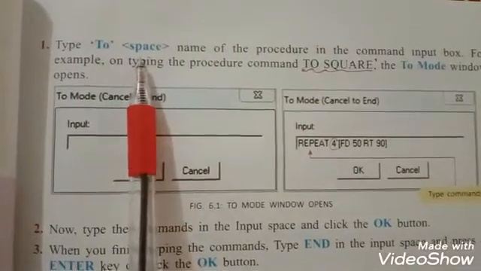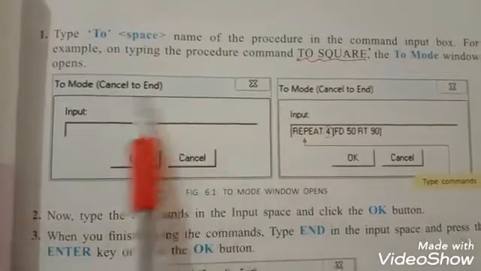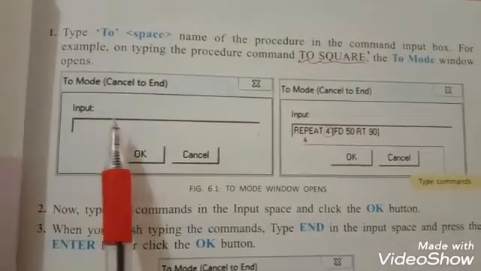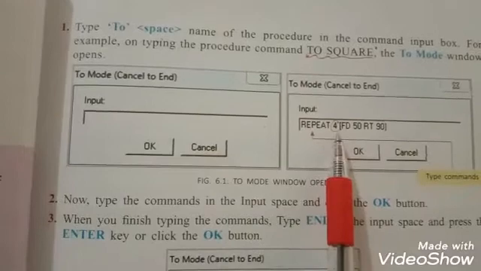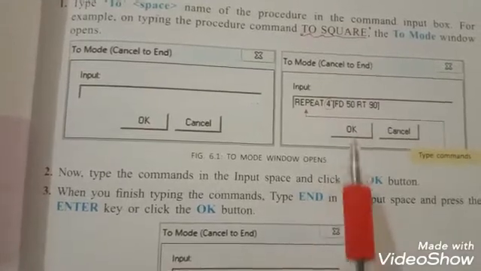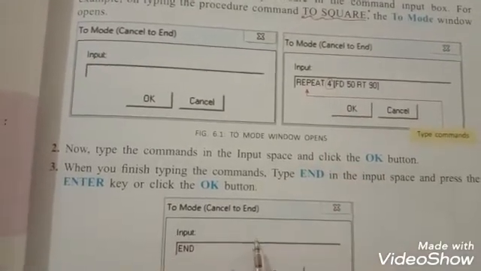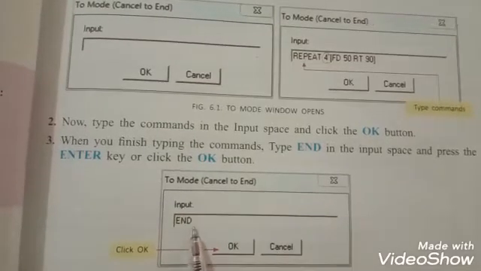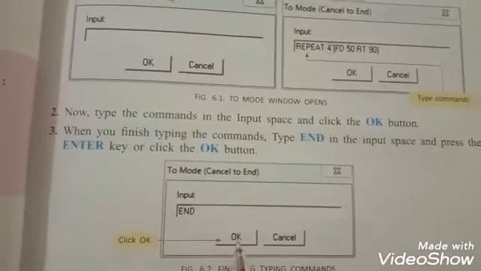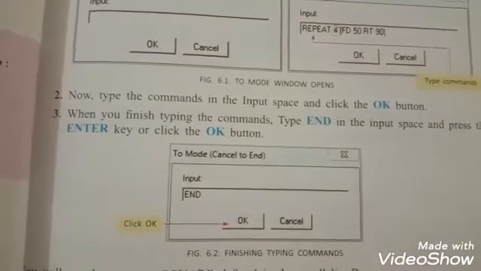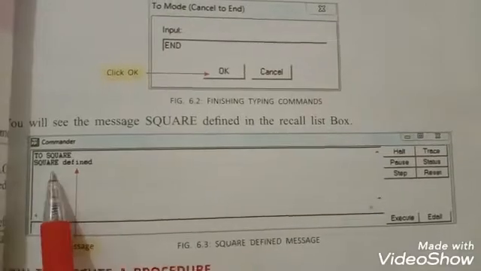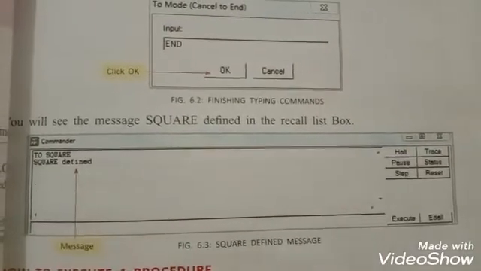Type in the input box. After this, a dialog box appears. In the input box, type the command. After typing the command, click OK, and to close your work or command, type END in the input space and press enter or OK. After this, you will see the message square defined in the recall list box.